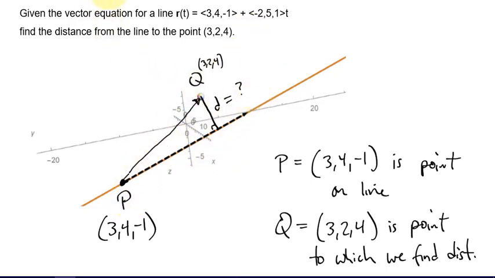I need this direction vector V, I need this vector PQ, and from that I have a triangle that I can use to find the distance D.